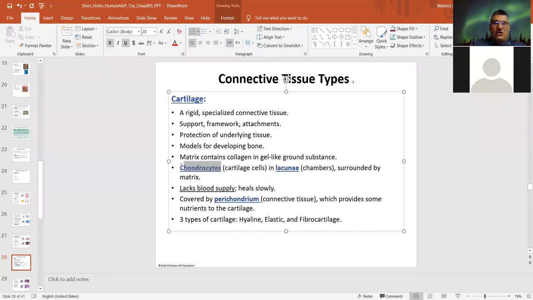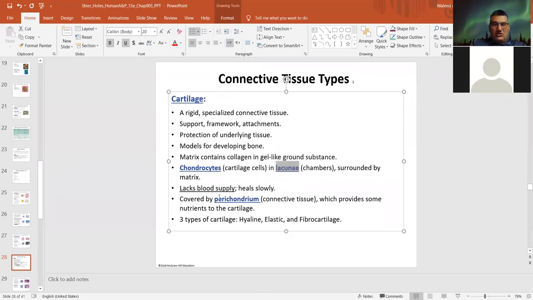The cells of the cartilage are called chondrocytes. Use the same rule. What's chondro and what's cyte? Cyte means cells. Chondro means cartilage. Yes, you need to know that. You need to know chondrocytes. Chondro means cartilage. And they are located in lacunae, and lacunae means chambers or spaces.